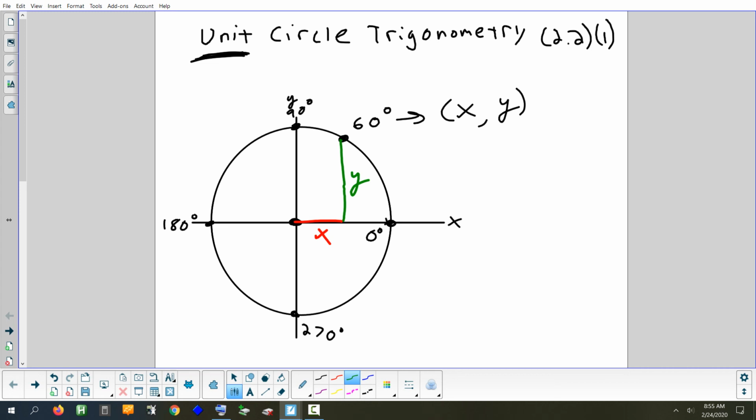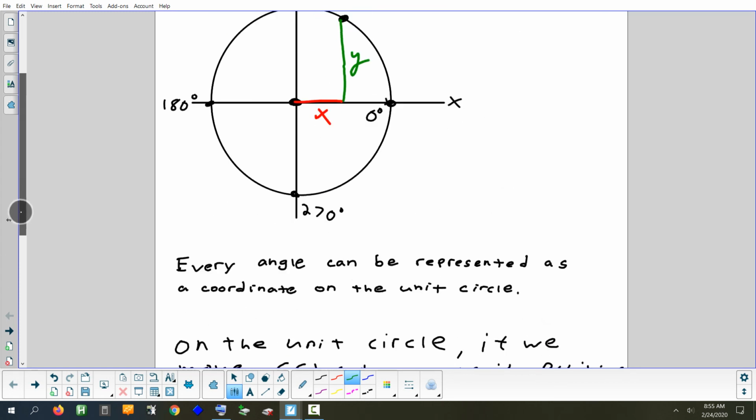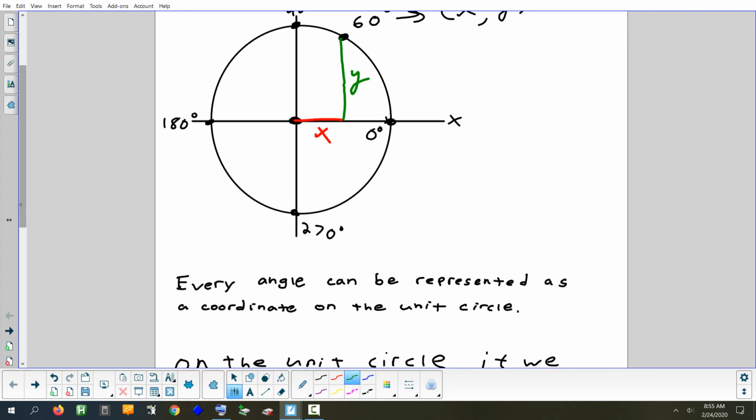So every angle that you can think of, you can put on that circle somewhere. And there's a way to get to that angle as a coordinate. So let me just write that down. Every angle can be represented as a coordinate. Now, technically, that is true. Every angle can be. But we're only going to work with angles that are multiples of 30 or 45. Could you put 7 degrees on the circle and figure out the coordinate for 7 degrees? You could, but it wouldn't be a nice coordinate to work with. The coordinates for multiples of 30 and 45 are nicer to work with.